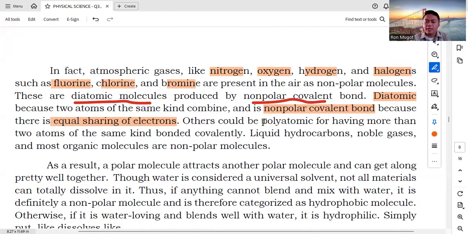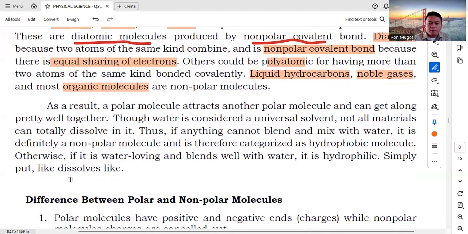Others could be polyatomic, having more than two atoms of the same kind bonded covalently. Liquid hydrocarbons, noble gases, and most organic molecules are nonpolar molecules. As a result, a polar molecule attracts another polar molecule and they can get along pretty well together. Though water is considered a universal solvent, not all materials can totally dissolve in it.